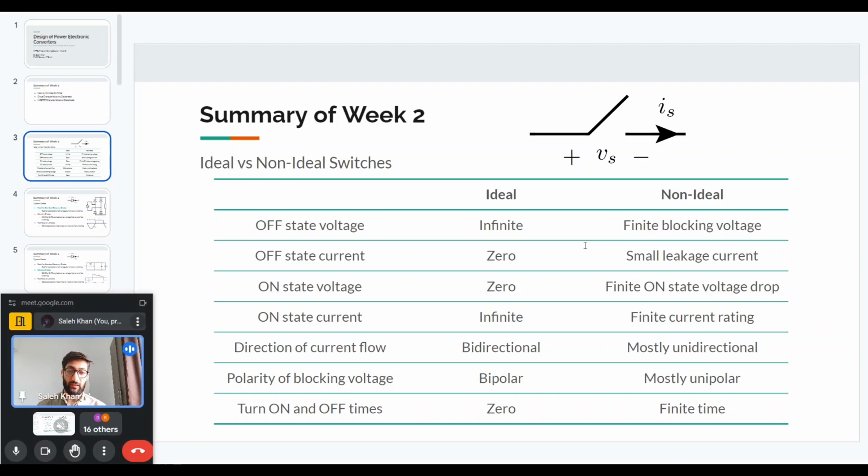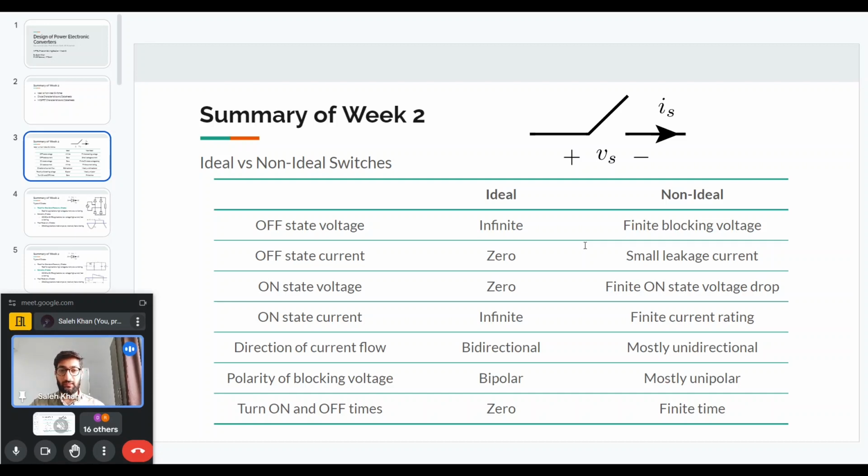Most of the time, the current that a practical device will allow will be in one direction only. For example, the diode can only allow current in one direction. Similarly, an IGBT can only allow current in one direction. A MOSFET can allow current in both directions, but that seems to be an exception rather than the rule. Similarly, voltage blocking is usually unipolar. Most devices cannot block positive as well as negative voltages.